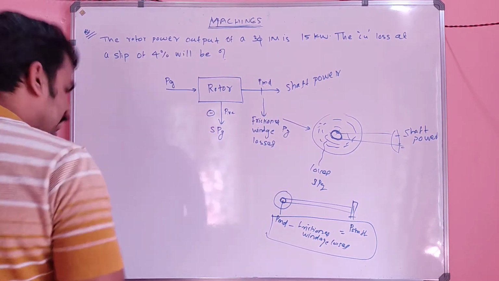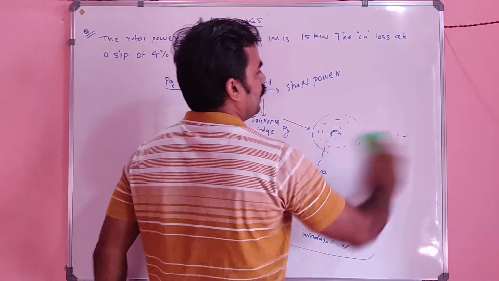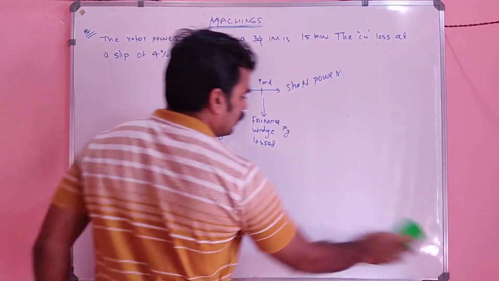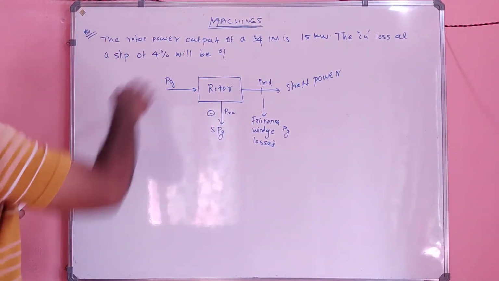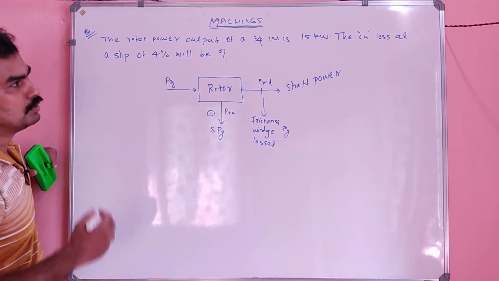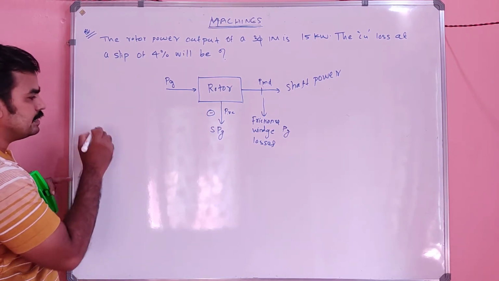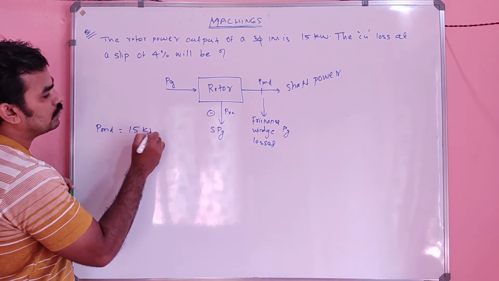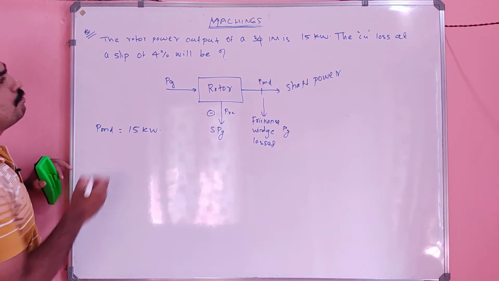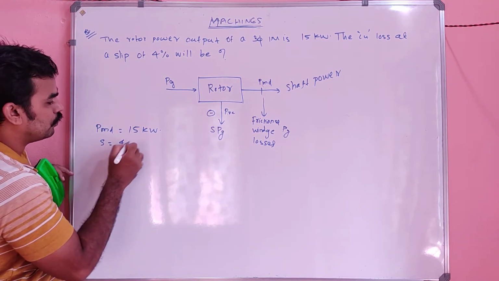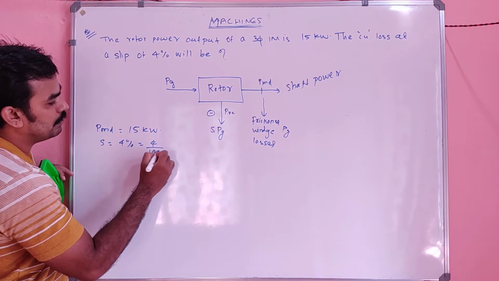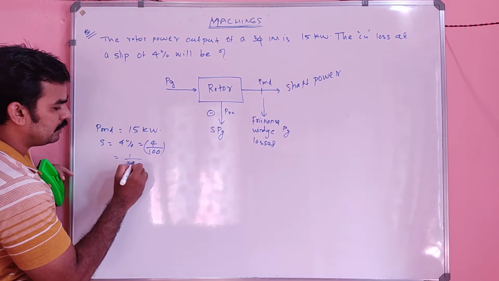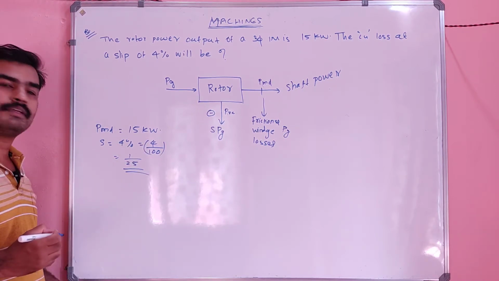Again, come back to our question. The rotor power output of a three-phase induction motor is nothing but PMD, and it is 15 kilowatt. The copper loss at a slip of 4% will be, so slip is 4%, or simply 4 by 100, which is 2 by 50, or 1 by 25. 4 by 100 is nothing but 1 by 25.